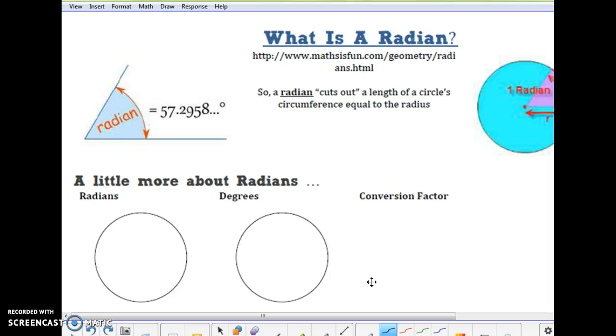Okay, so the last thing we're going to talk about is another way that we can measure angles and talk about angles. And this is the way that we're going to use predominantly throughout the rest of the year and then when you go into calculus. So it's called a radian. A radian is equal to 57.2958 degrees. So it's this big chunk.